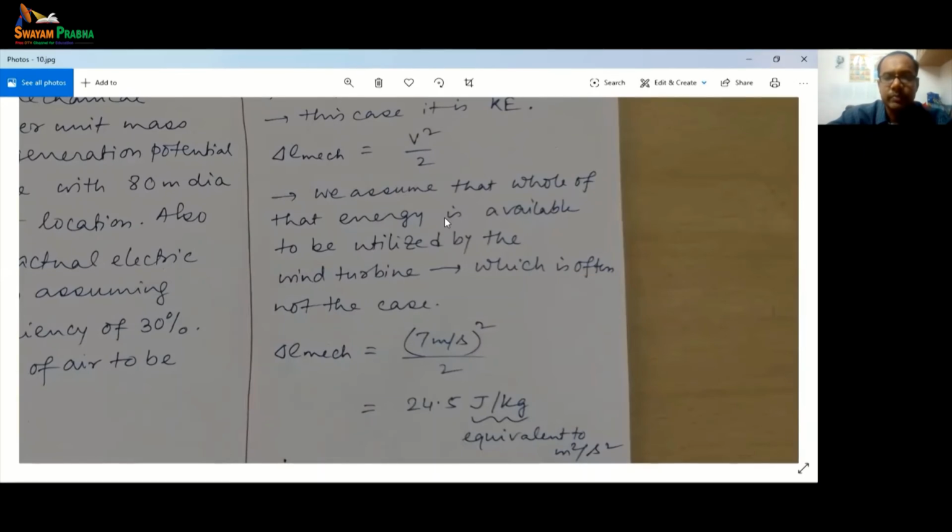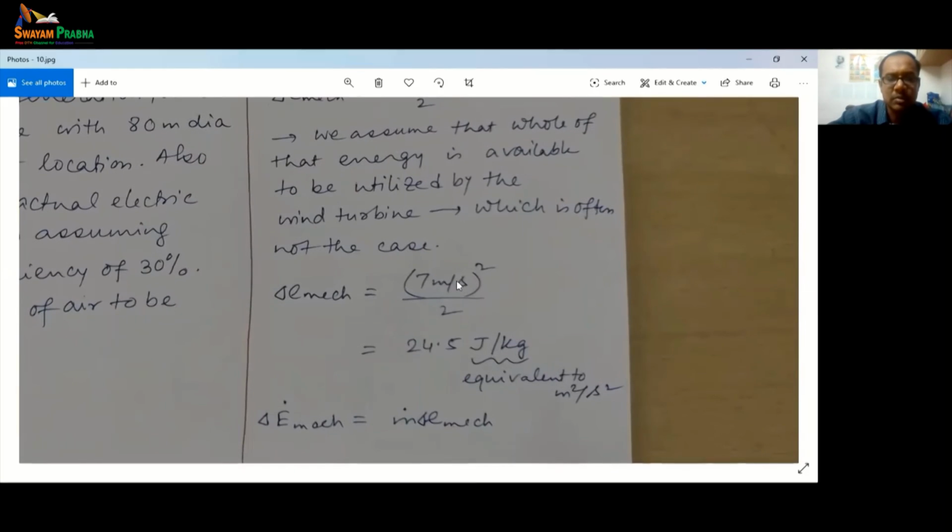Okay, so the available kinetic energy of wind is of course available to the wind turbine, but it converts a very small amount of it. Why that happens you will learn in fluid mechanics, and we'll also talk about it at the end of the problem. But we'll see that the efficiency of conversion is low, which is already given to be 30%.